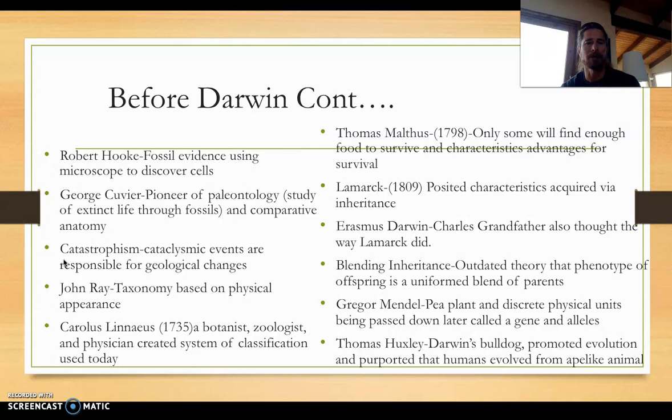Robert Hooke looks at fossil evidence using the microscope to discover cells. Now we're into this time period. Cuvier is a pioneer of paleontology. He's looking at extinct fossils and comparative anatomy, trying to relate mammoth to elephant and whatnot. We get John Ray, and again, taxonomy based on physical appearance. So it's like lumping a horse with a zebra, okay? And then we get Linnaeus, I talked about him, zoologist, physician, who creates our classification system.